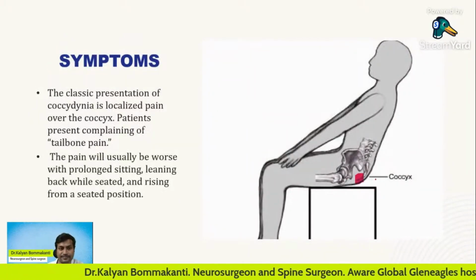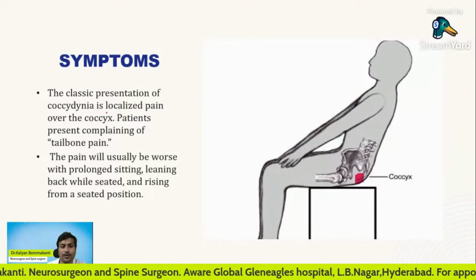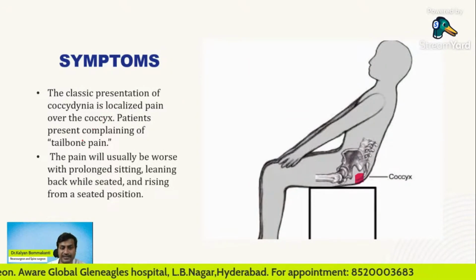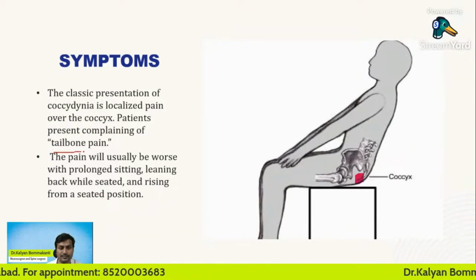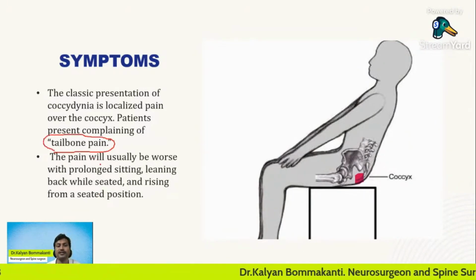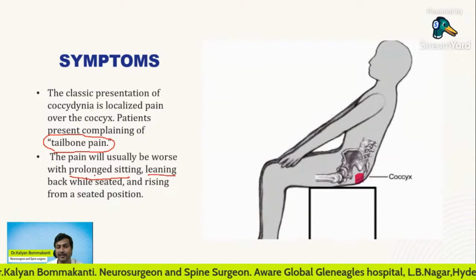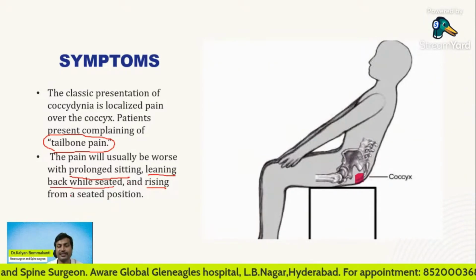Symptoms. The classic presentation of coccydynia is localized pain over the coccyx. The patient presents complaining of tailbone pain. And as I've explained before, the pain usually is worse with prolonged sitting, leaning back while sitting, and also while rising from a sitting position.